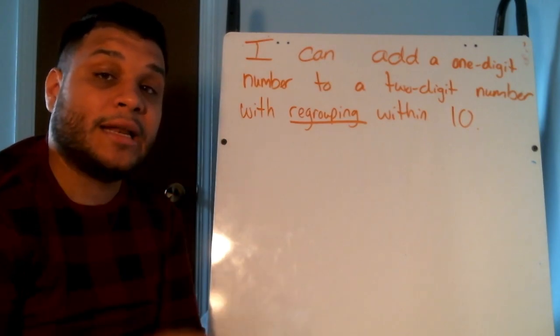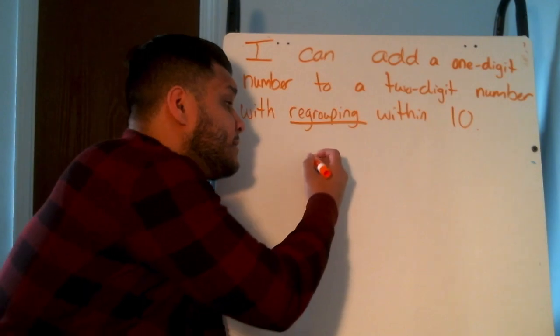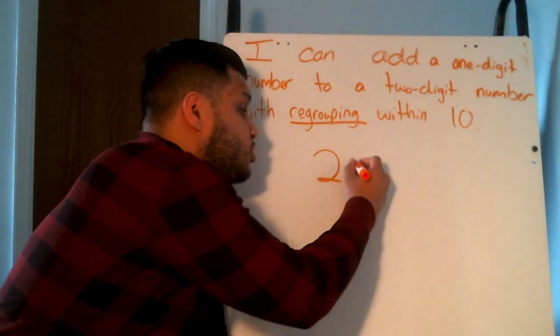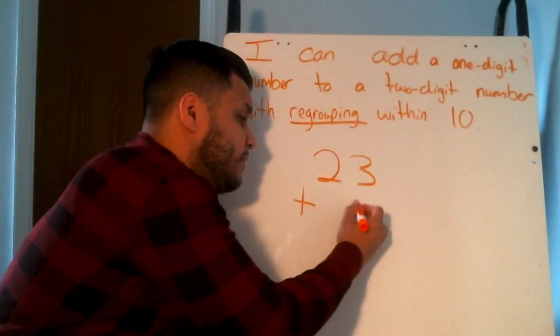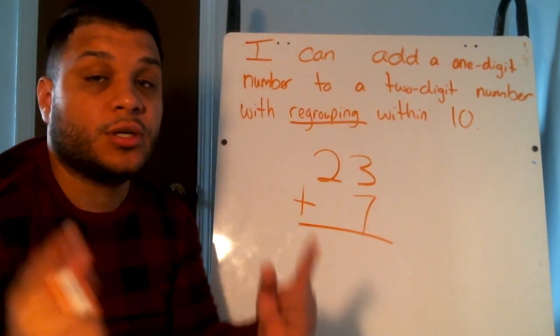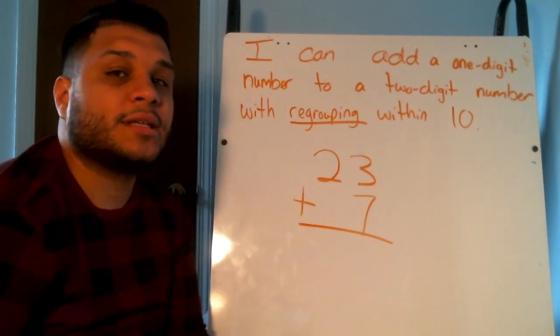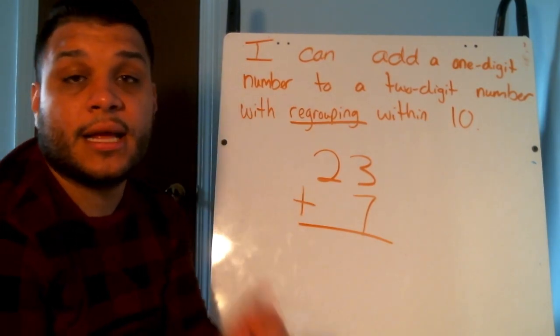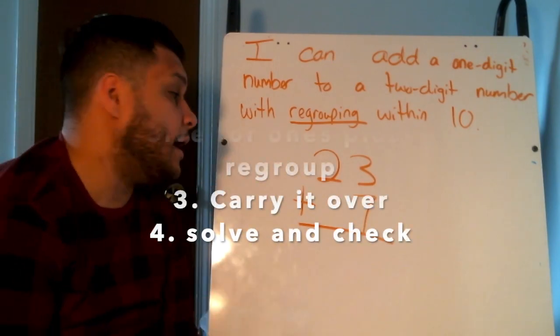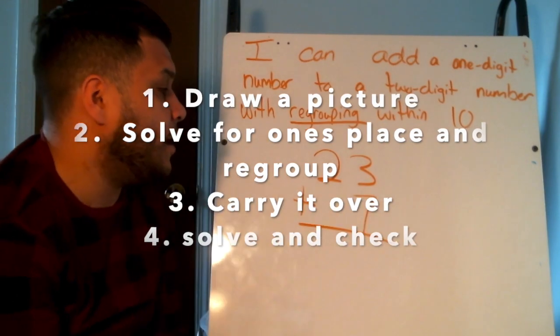So let's dive right into it with a few examples. Our first example that we're going to put on the board is 23 plus 7. We're going to use this example to help us answer our critical question of the day. So we're going to follow the same 4 steps that we followed yesterday. Step number 1 is draw our picture. Our tens stay with our tens and our ones with our ones.